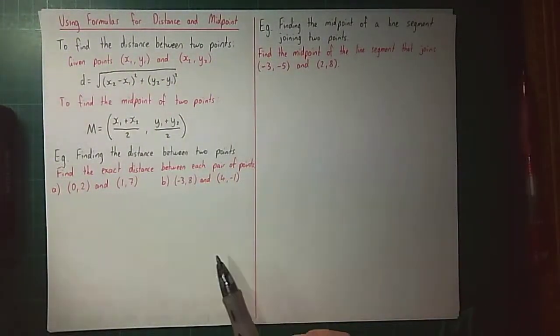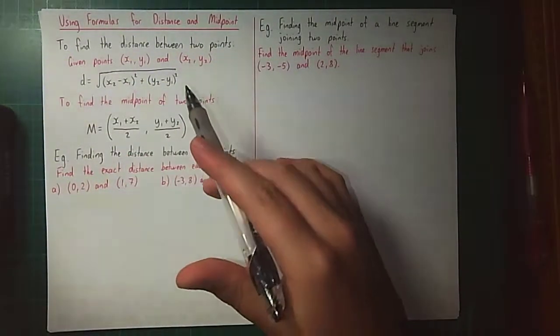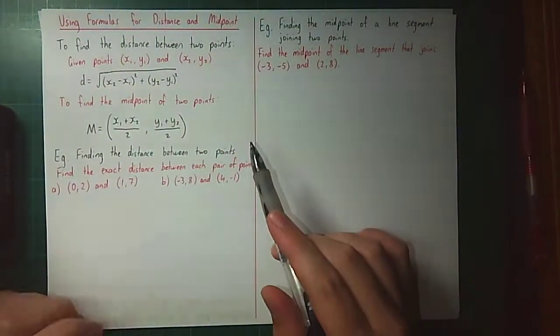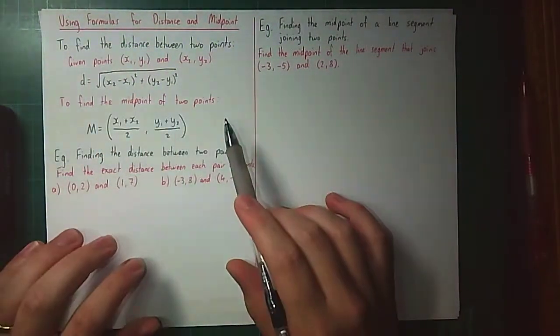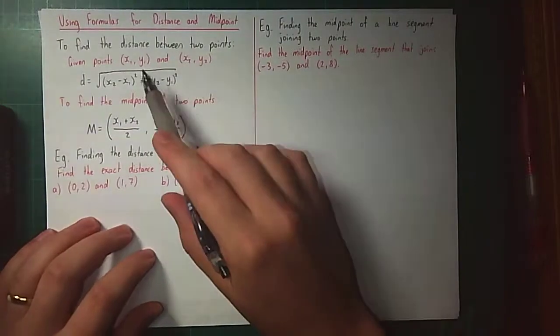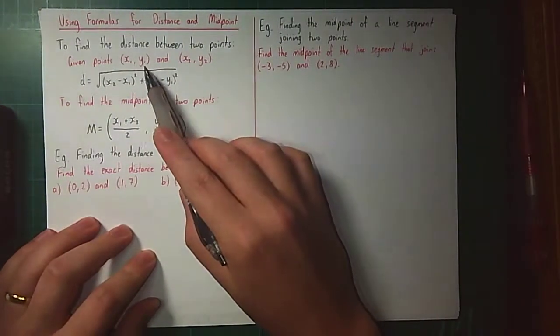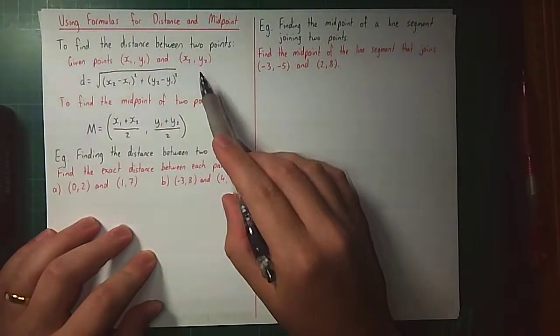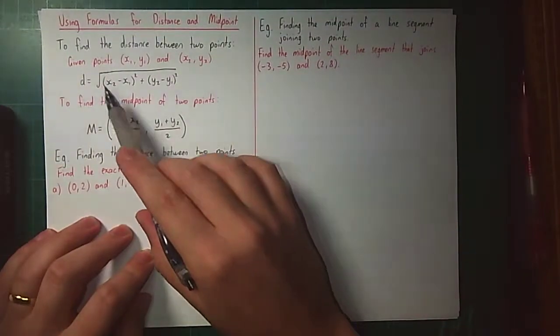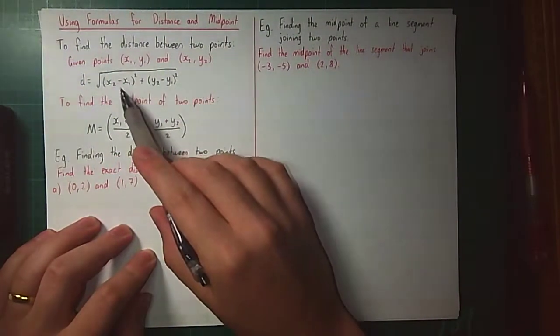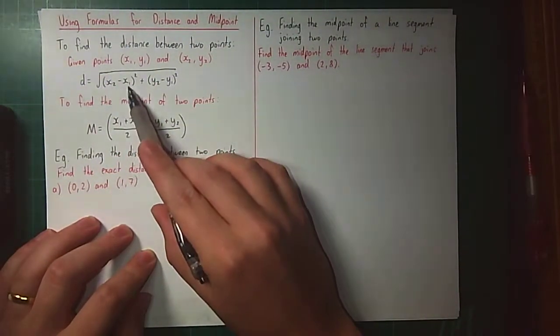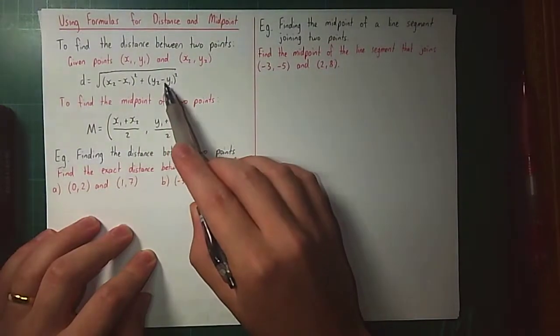In this video, we're going to be using formulas to find distance and midpoint. To find the distance between 2 points, let's say we're given a point (x1, y1) and (x2, y2), the distance is calculated by getting the square root of the difference of the two x points squared plus the difference of the two y points squared.